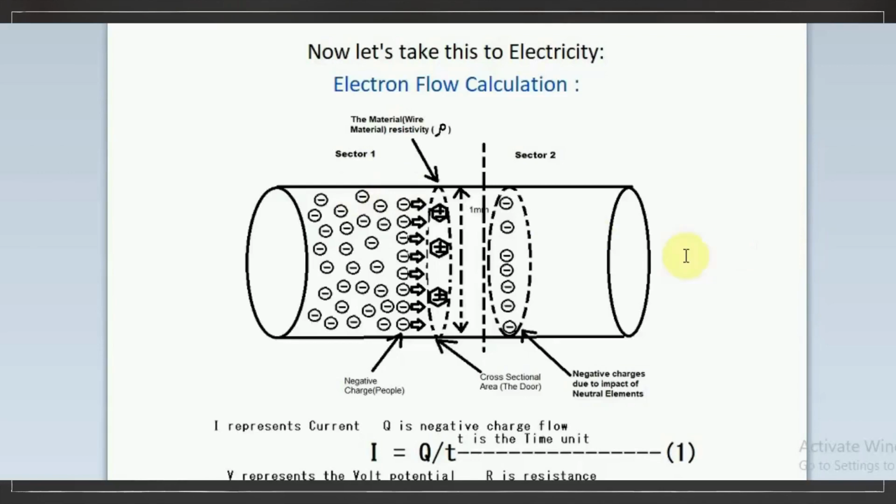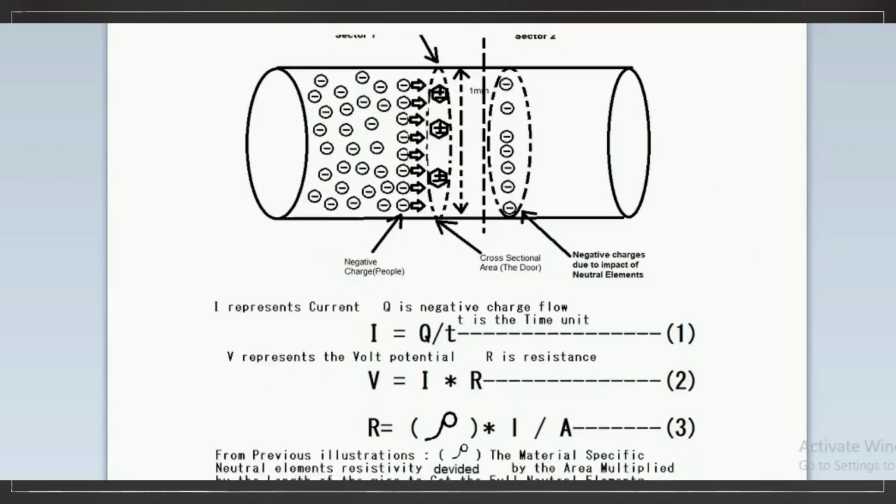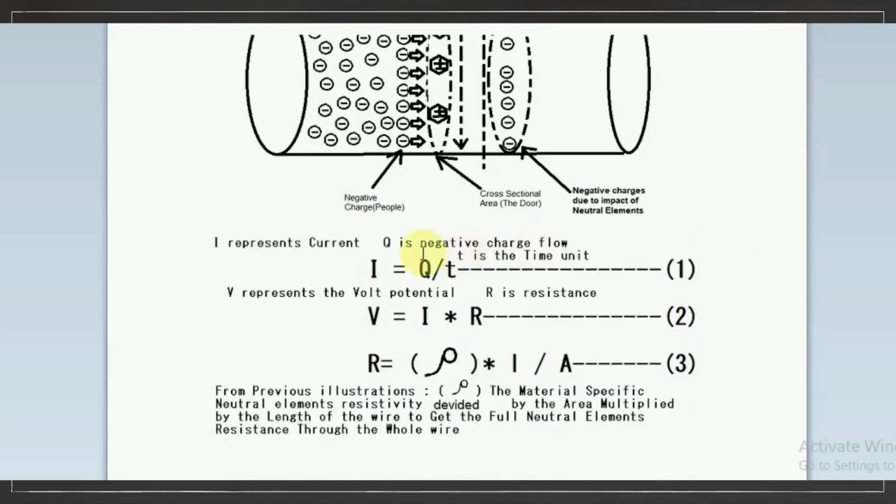Now, taking this example to the practical part where we are going to learn equations. Through what we learned in this example, we find the current flow, which is Q over T. Q over T means the amount of negative charges that flows through the cross-sectional area in a time stamp. Later in this video we're going to describe what a time stamp is.